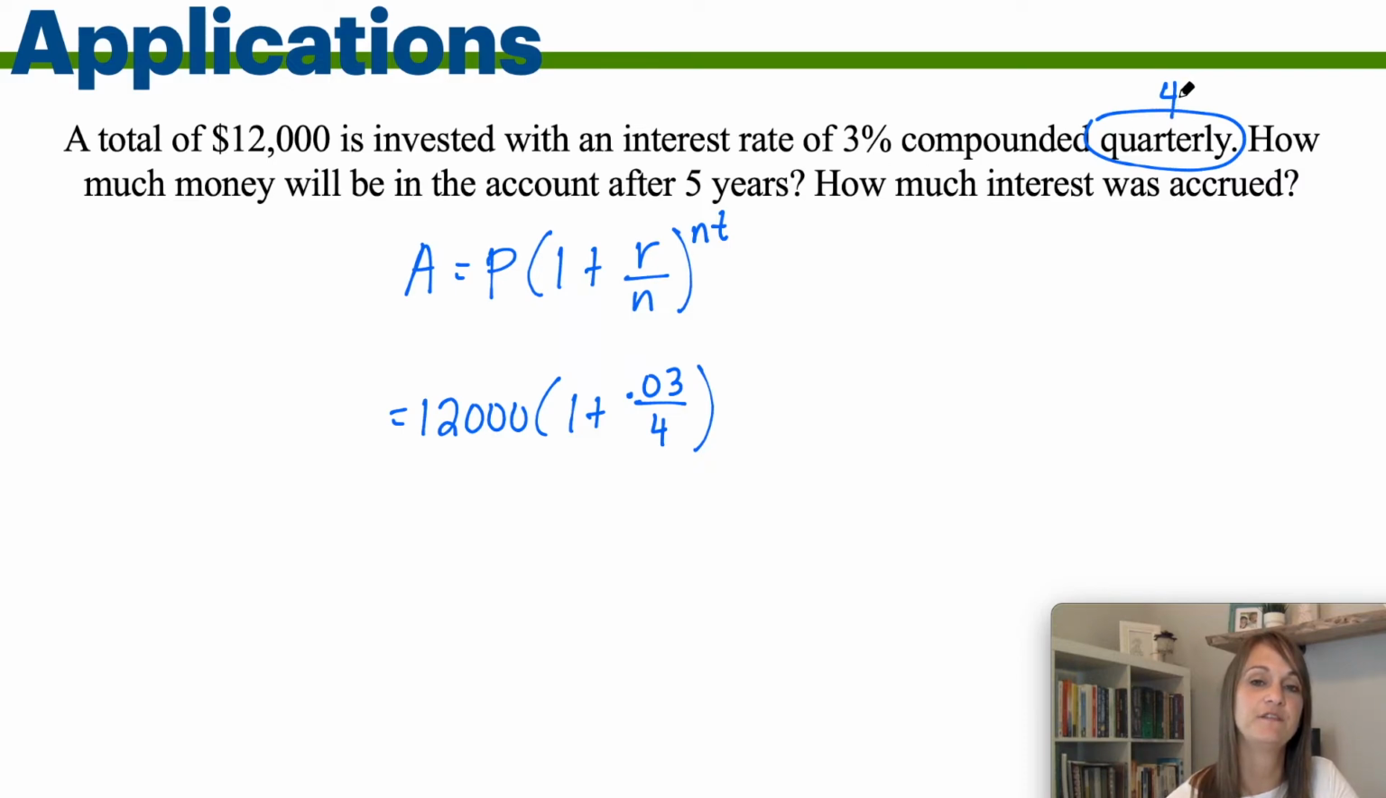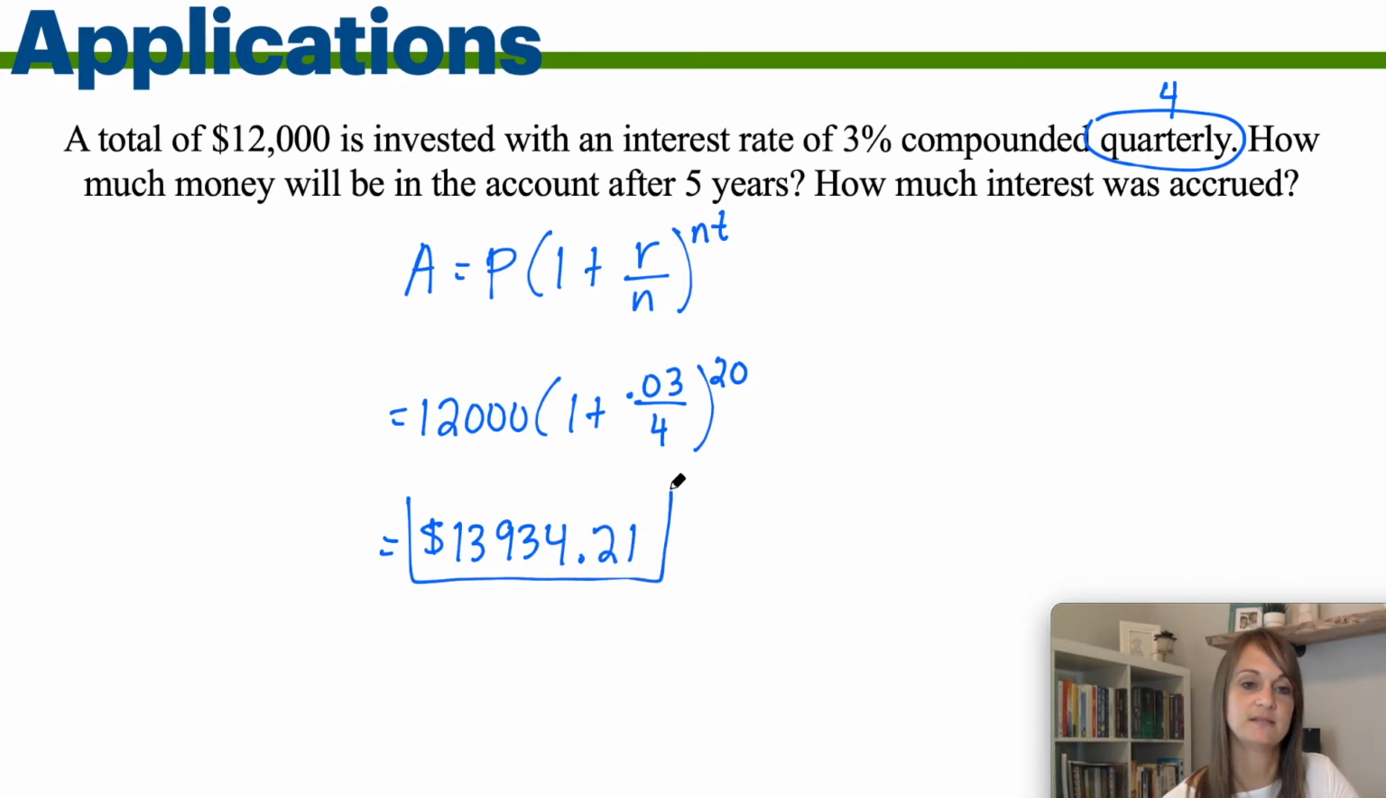It's happening 4 times a year for 5 years, which means it happens 20 times, because it happens 4 times for every single year. So after 5 years, it happened 20 times. If you put that entire thing in the calculator, just like it is written, you will get $13,934.21. That is the first part: how much money will be in the account.